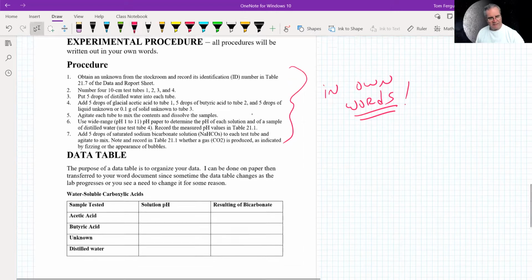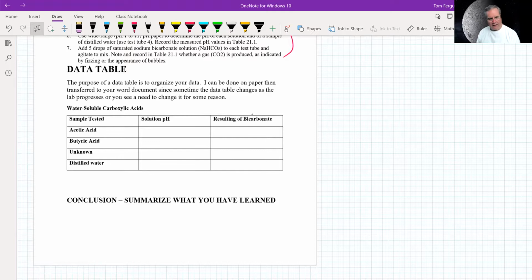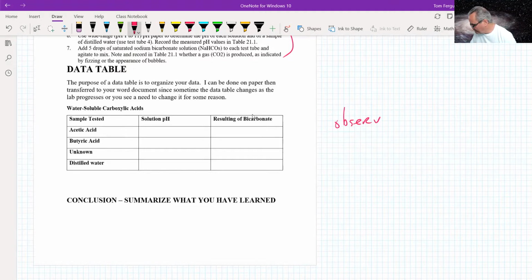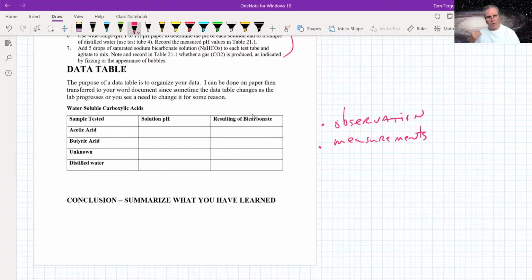All labs have data. And what you're going to do is you're going to create a data table. The purpose of the data table is to organize your data. It's going to be a place to write down observations, measurements. Whenever you hear the word record or observe, you need a place in your data table to record those results.